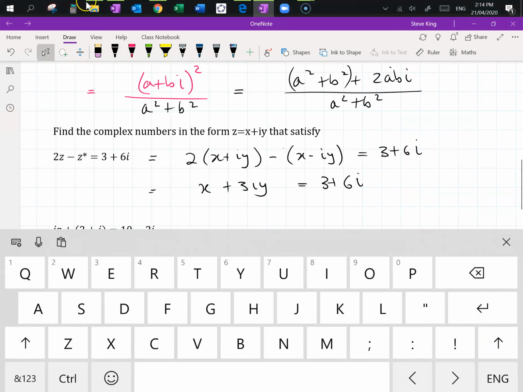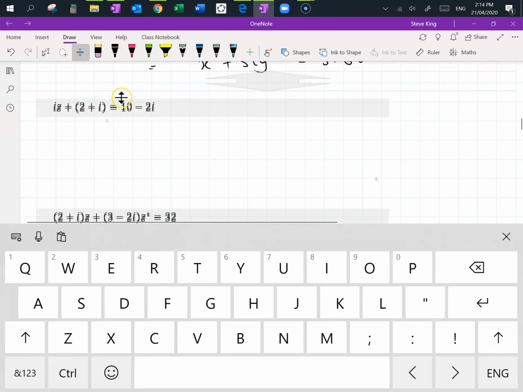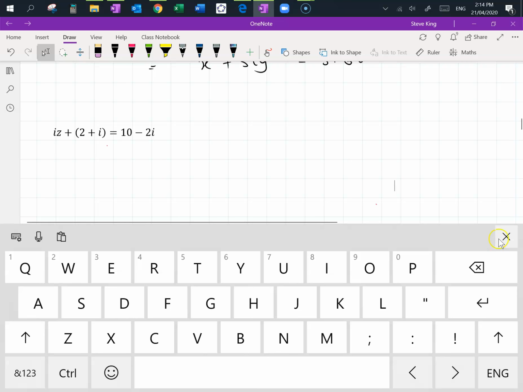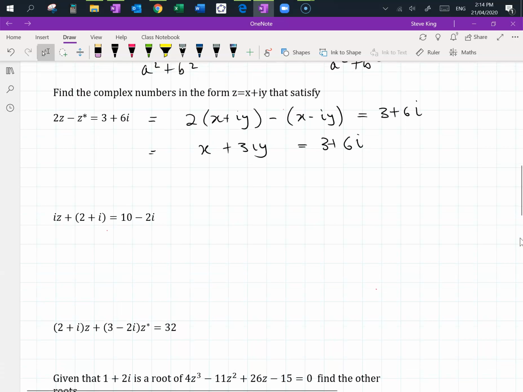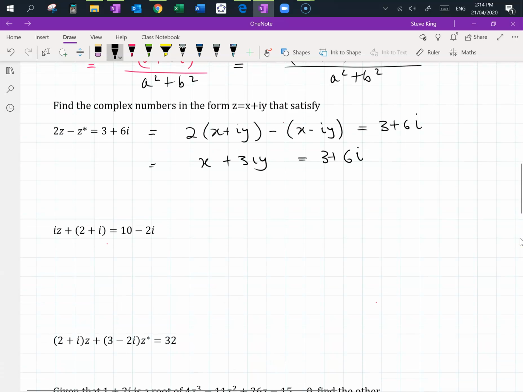And so if I just give myself a bit more space here and take that out the way, I don't need that. What am I going to have here? I'm going to have that x is equal to 3, and I'm going to have that y is equal to 2. So in other words, the complex number that I'm looking for is z is equal to 3 plus 2i.